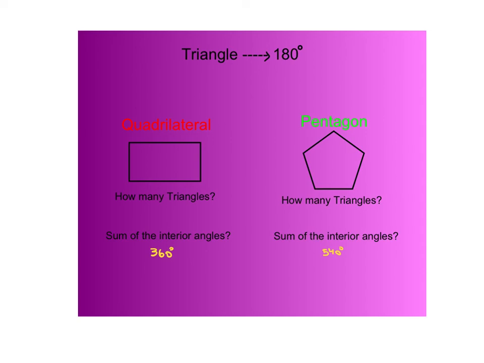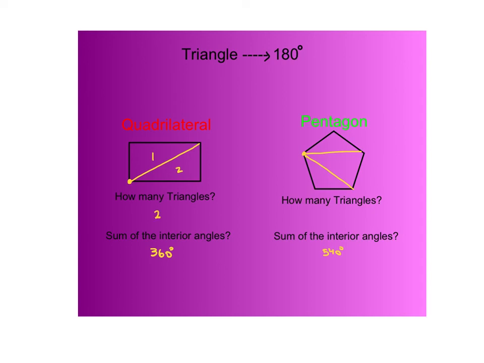So I'm going to take a vertex of this quadrilateral as well as one vertex of the pentagon, and I'm going to draw all possible diagonals from that vertex. So a diagonal is consecutive or non-consecutive vertices attached by a segment. So you can see in the quadrilateral, I'm only able to draw one diagonal. And when I draw that one diagonal, I get two triangles.